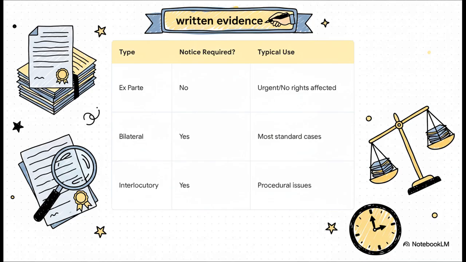First, you have an ex parte application. That's Latin for from one party, and it's when you go to court without even telling the other side. As you can imagine, it's pretty rare and only for extremely urgent matters. The most common type is the bilateral application, which is your standard two-party dispute. And finally, you have interlocutory applications, which are like smaller procedural requests you make inside of a bigger ongoing case.